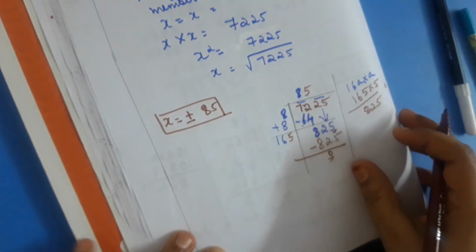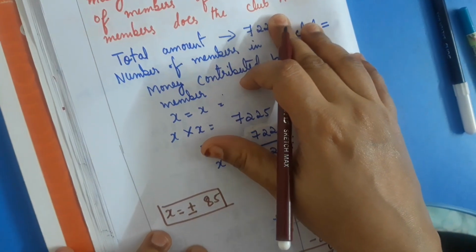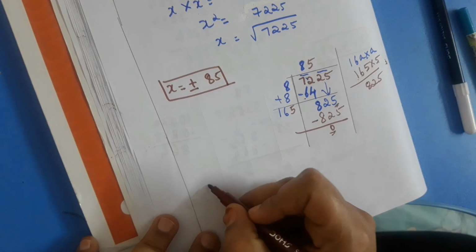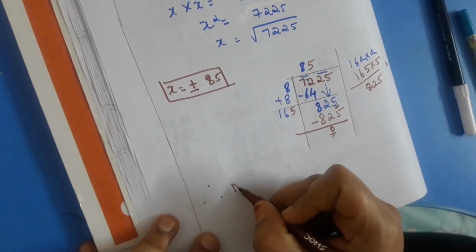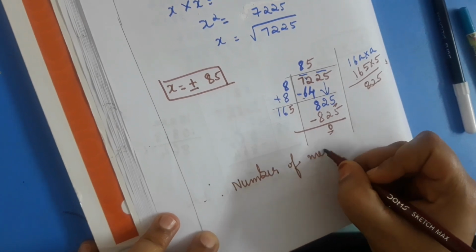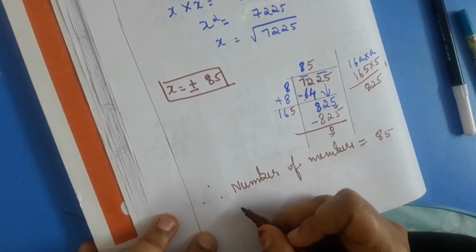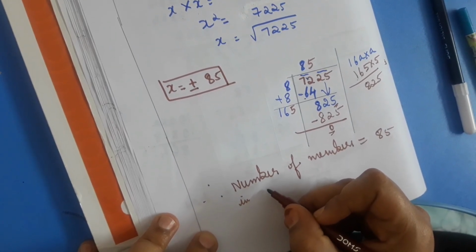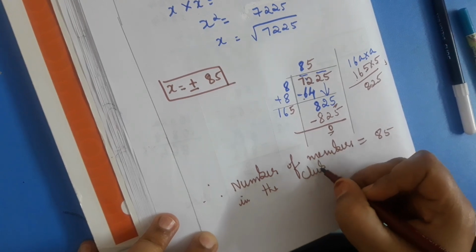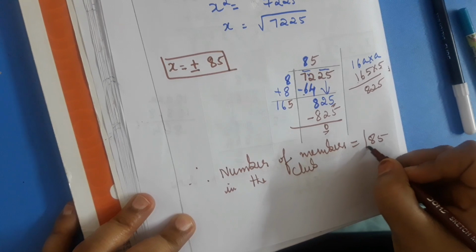So what question is asked here? How many members does the club have? Therefore, 85 members. The number of members in the club is equal to 85. The number of members in the club is 85 is the answer.